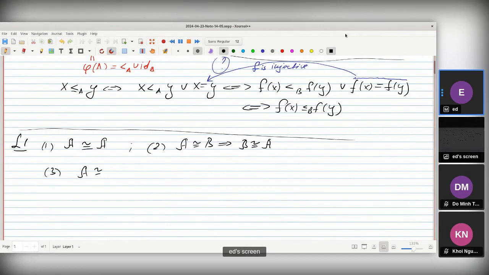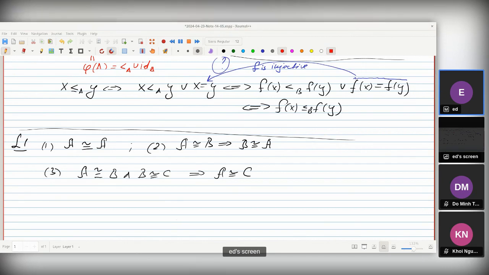So, if A is isomorphic to B and B is isomorphic to C, then clearly A is isomorphic to C as well. But how can we prove it? In order to prove that, we have to specify some isomorphisms. What is an isomorphism that guaranteedly exists between A and A? What could you propose between A and A? Identity, exactly.